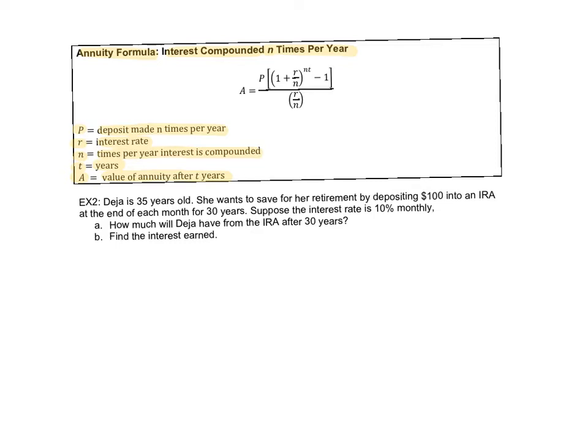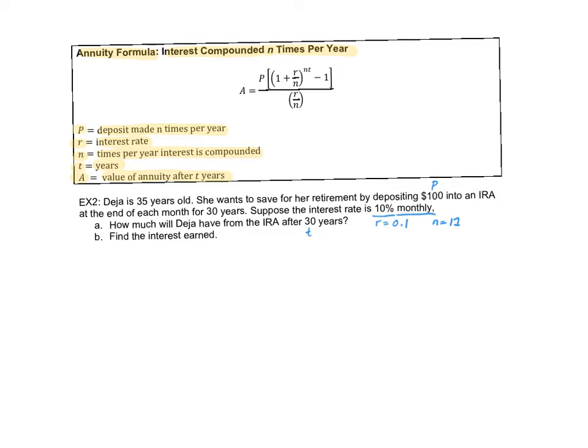In example 2, Deja is 35 years old. She wants to save for her retirement by depositing $100 into an IRA at the end of each month for 30 years. Suppose the interest rate is 10% monthly. How much will Deja have from her IRA after 30 years? Well, here our T is 30. P is the $100 per month, and R is the 10%, so R is 0.1. And since it's compounded monthly, that also tells me that N is equal to 12.